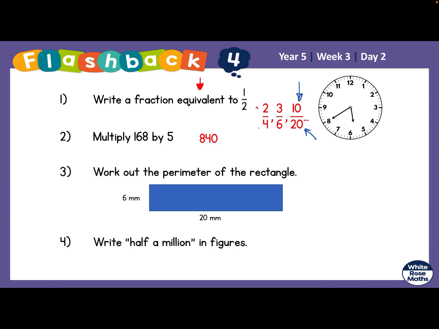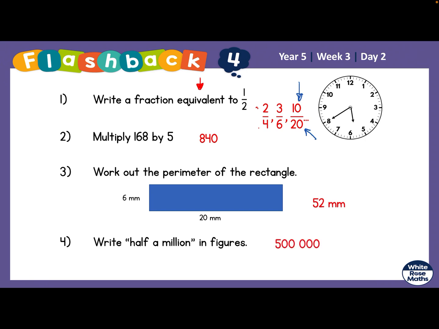Perimeter of the rectangle. I'd be really interested to see if anybody can remember our formula for working out the perimeter. So write down the formula. Remember, it was length plus width, times 2. So 20 add 6 is 26, times by 2 is 52.